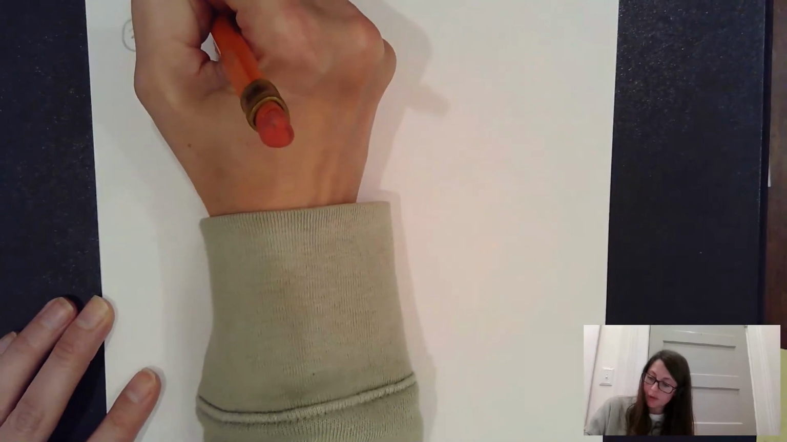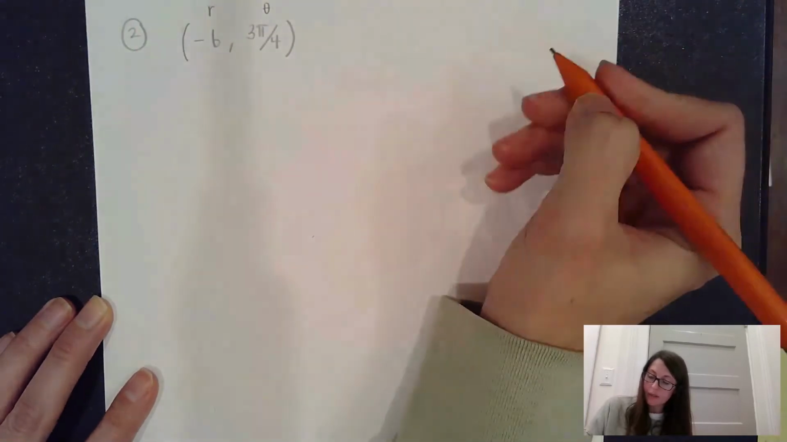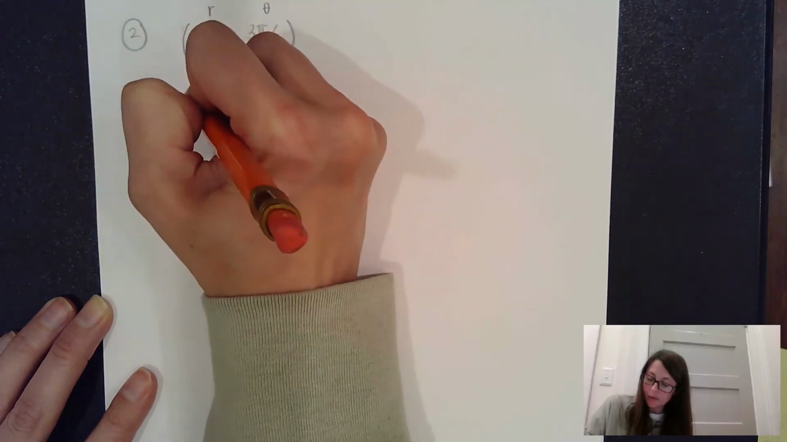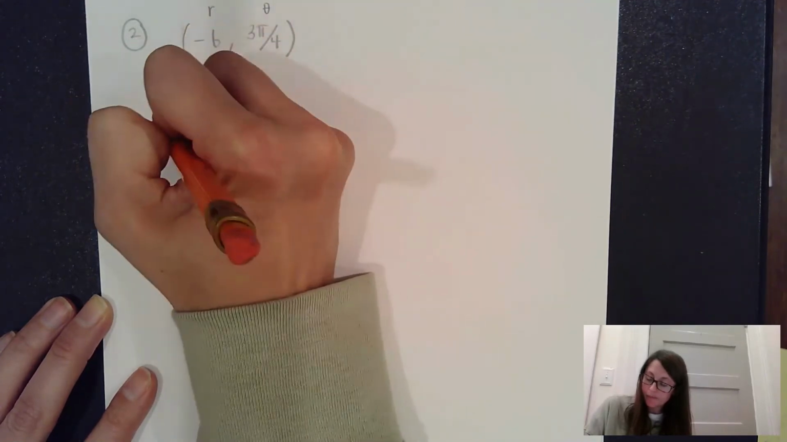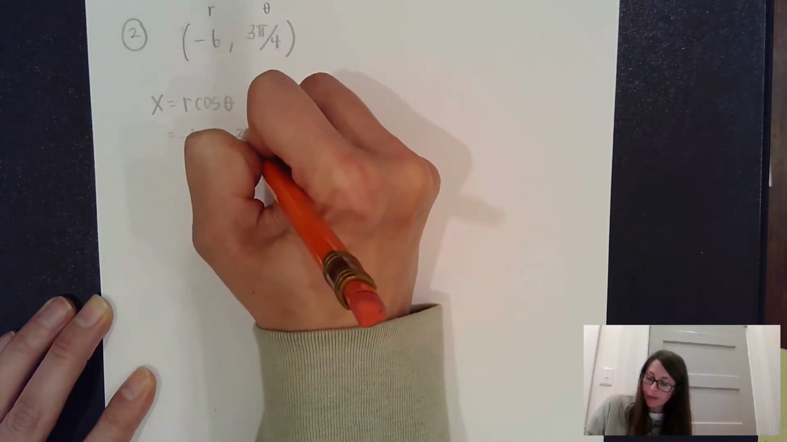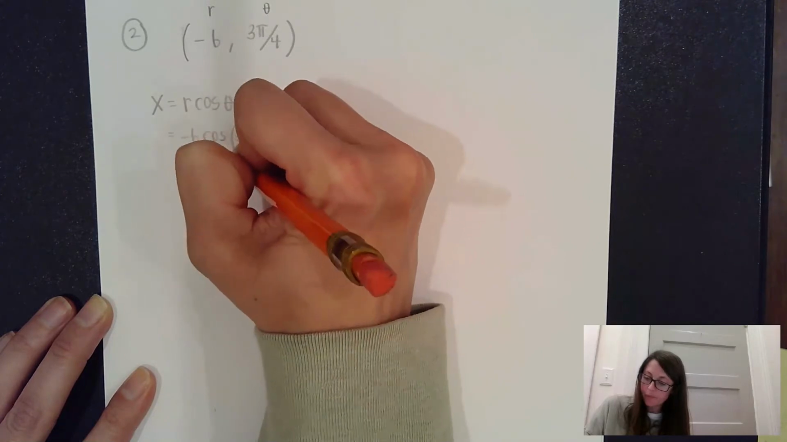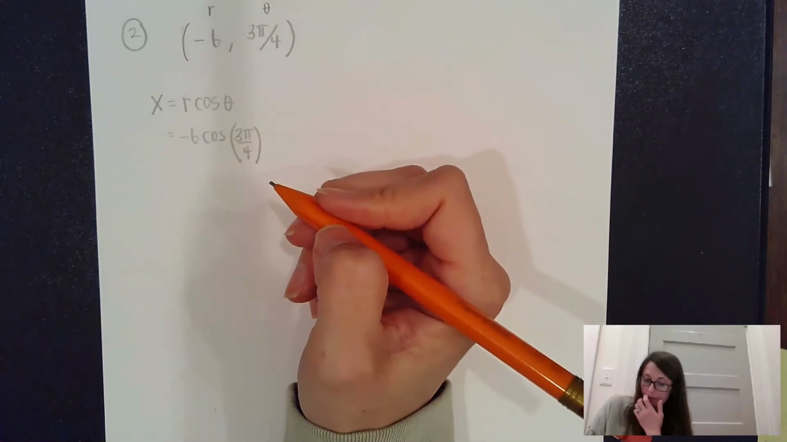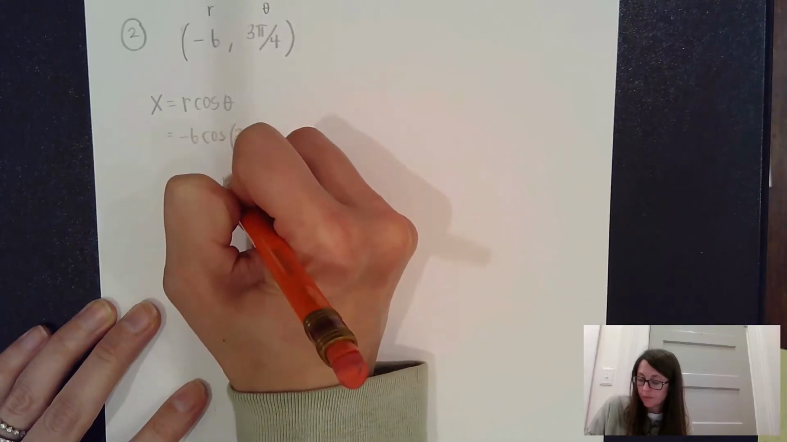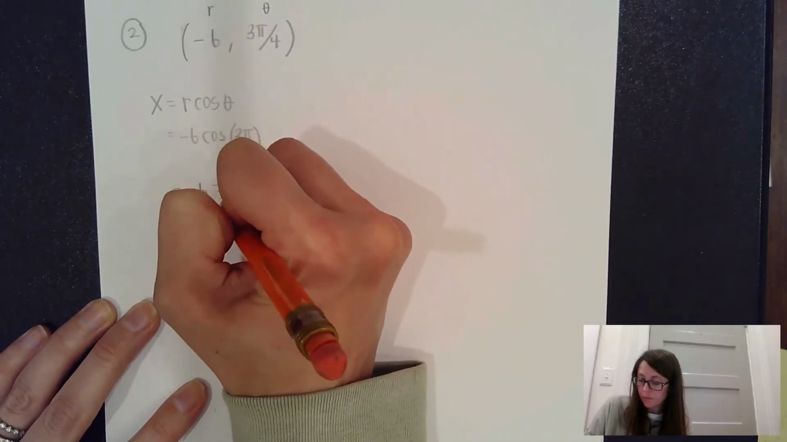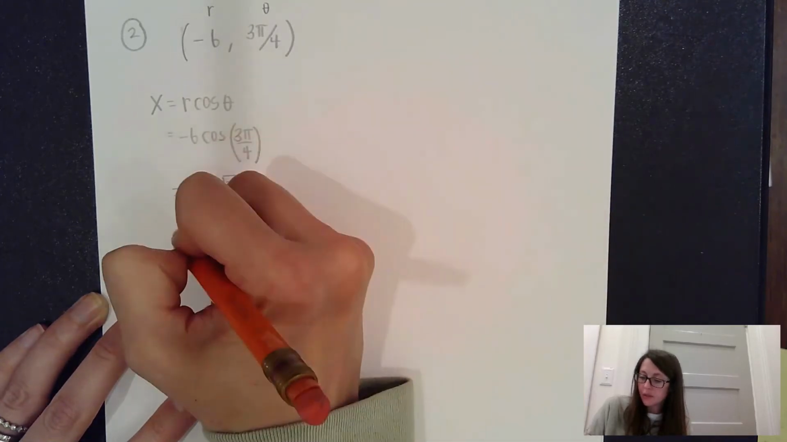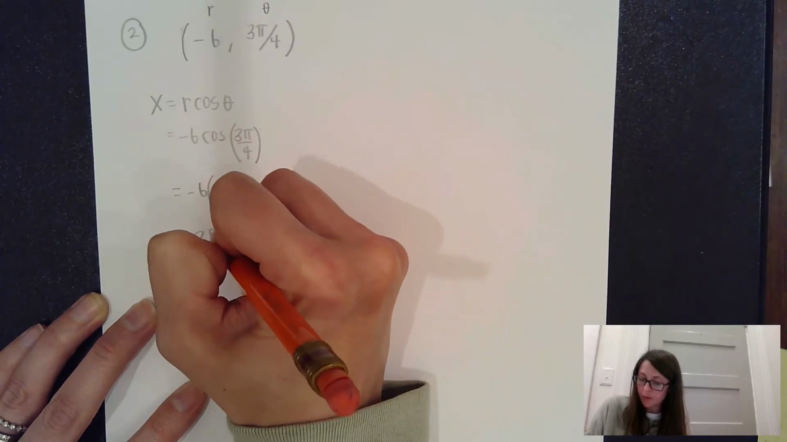So here is my r, and here is my theta. I'm going to say x is going to be equal to r cosine of theta. So I'm going to have a negative 6 cosine of 3 pi over 4. Cosine of 3 pi over 4 is a negative square root of 2 over 2. So that'll be a positive. So this will be a positive 3 square roots of 2.